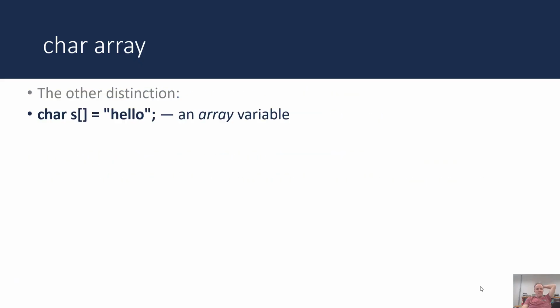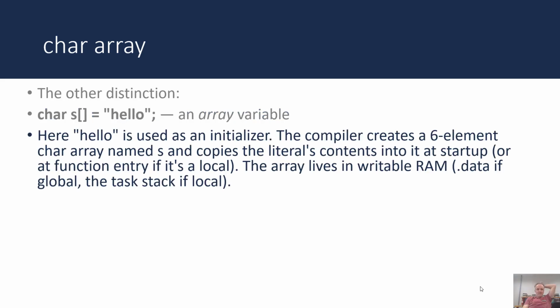Okay, other distinction. char s[] = "hello" is an array variable. Here, "hello" is used as an initializer. The compiler creates a 6-element char array named s and copies the literal's contents into it at startup, or at function entry if it's a local variable. The array lives in writable RAM, .data, not .rodata.